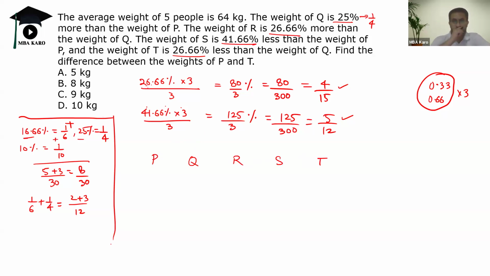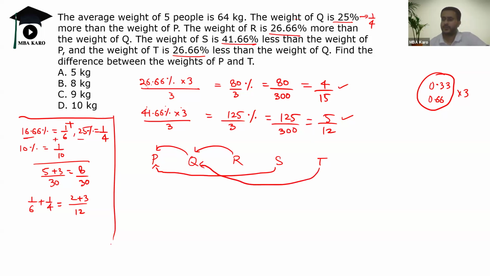Okay. It says weight of Q is 25% more than the weight of P. So Q is dependent on P. The weight of R is 26.66% more than the weight of Q. So R is dependent on Q. Weight of S is 41.66% less than the weight of P. So S is dependent on P. And weight of T is 26.66% less than weight of Q. So T is dependent on Q.